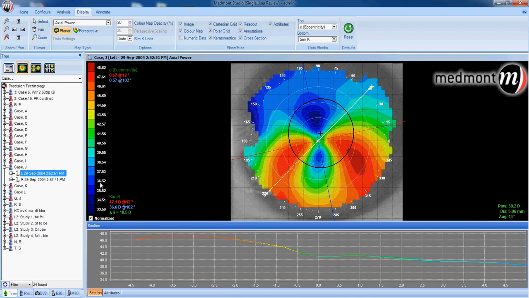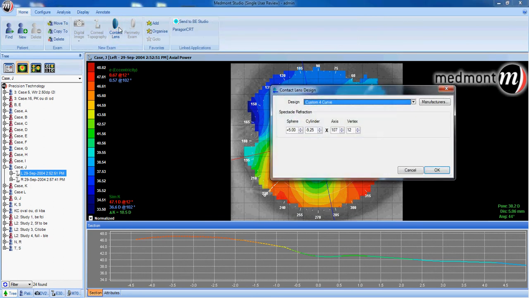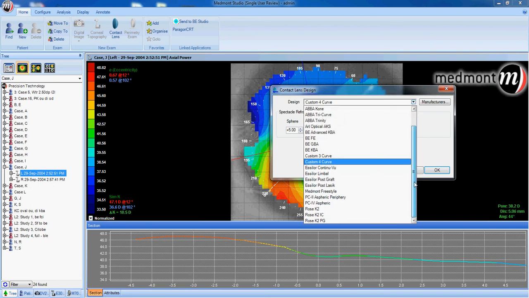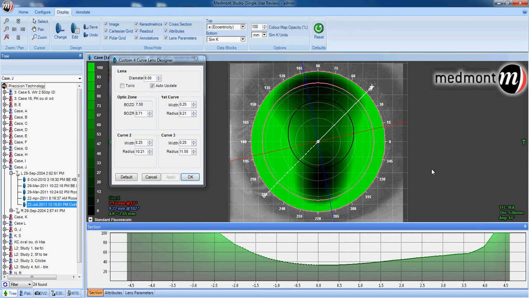If we were wanting to design a contact lens for this patient, we might go to the Home and Contact Lens. Then select from our available lens designs the appropriate trial lens that we would like to diagnostically fit. We then enter the spectacle RX if it weren't already entered on the patient window and say OK. And this brings up the contact lens design window.